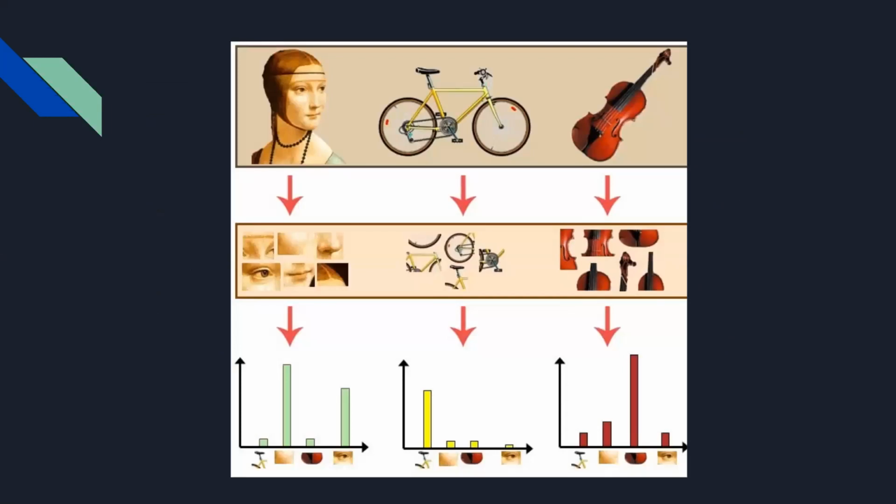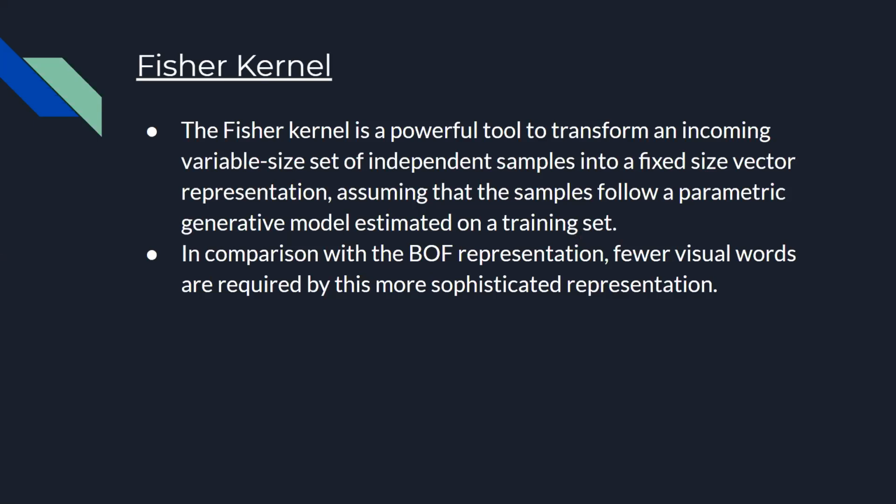So, for example, we have three images and they are broken into patches. Those are called visual words. Here we have 6 visual words for each image, and the image is divided into these bins as the histograms given below. So this is the concept of bag of features.